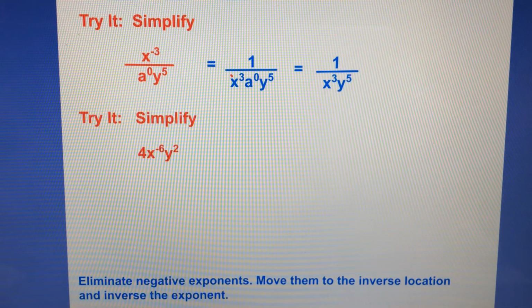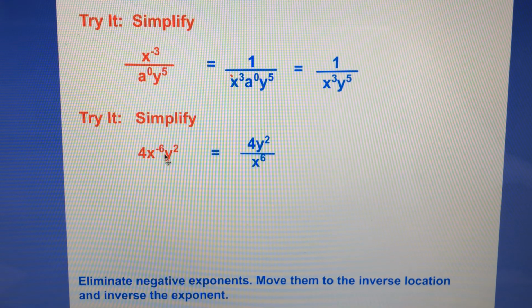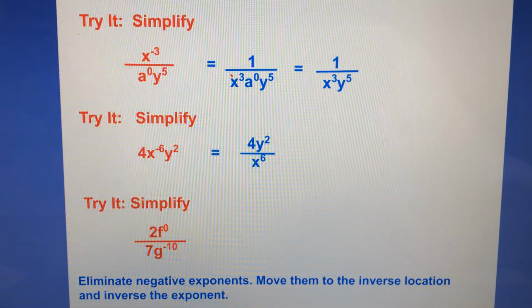4 times x to the negative 6th times y to the 2nd. Think about expanded form and take each piece separately. The 4 is going to stay where it's at, a numerator. X to the negative 6 moves to the denominator and becomes positive. Y to the 2nd stays. So as soon as I see a negative exponent, the first thing I like to do is put my fraction bar in my answer. And then just start rearranging and putting everybody where they belong.